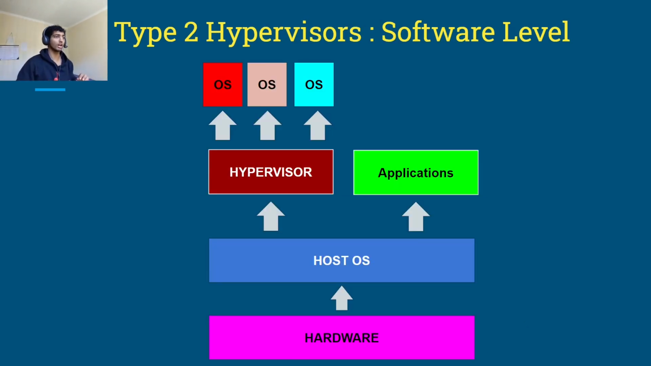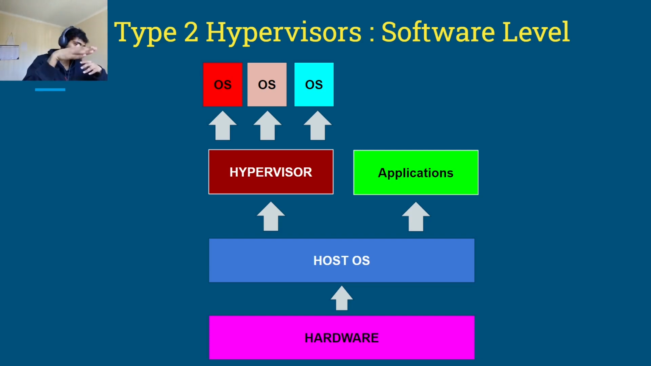Now we'll go to type 2 hypervisors, right? Which is software based. Generally speaking, this doesn't have any large-scale server uses, because it's not very efficient. So what this type of hypervisor really is, is basically you have your hardware at the bottom. You have your laptop, you have your computer, whatever, it doesn't really matter.